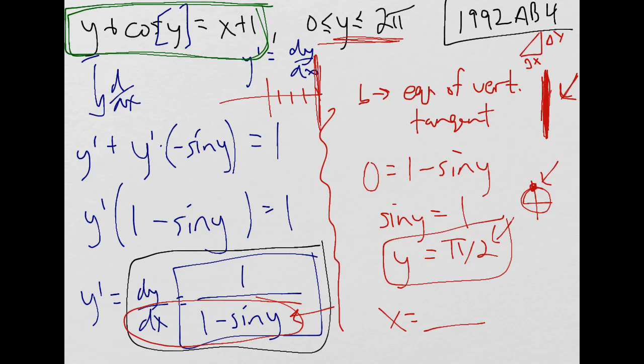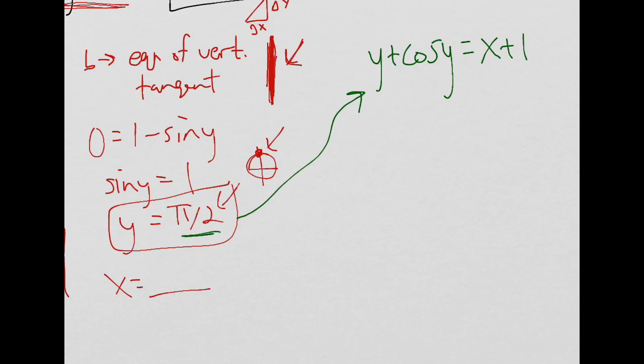So that takes me back to this right here. This relates y and x. If I plug in pi over 2 for y here and here, then I can solve for x. Just to reiterate, I rewrote it over here to give myself more space, but I'm going to take this original equation right here and plug in y equals pi over 2 and get the x value, and that's going to be the equation of my line. So as I plug it in, I get pi over 2 plus cosine of pi over 2 equals x plus 1.